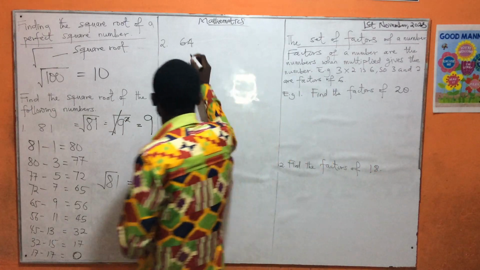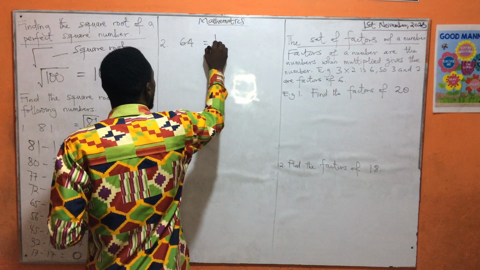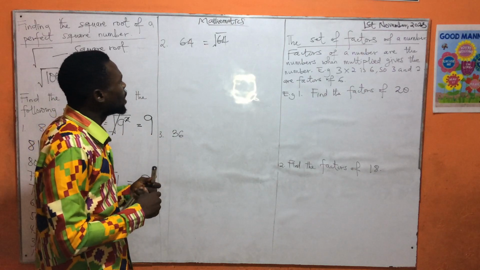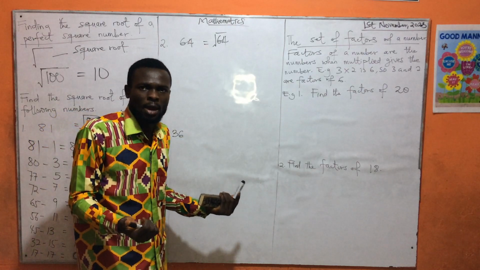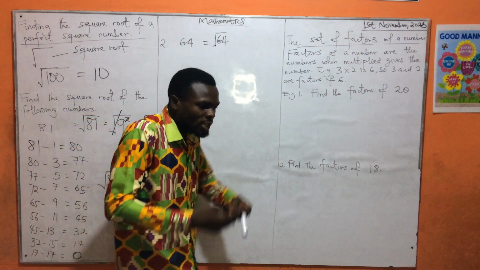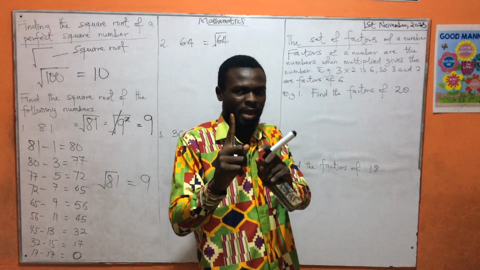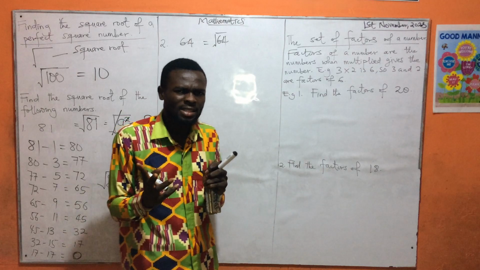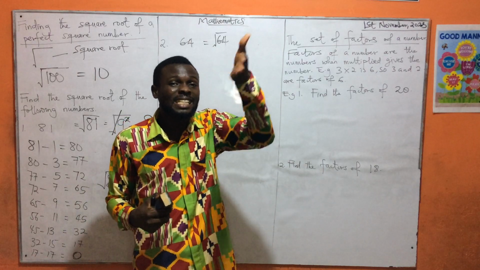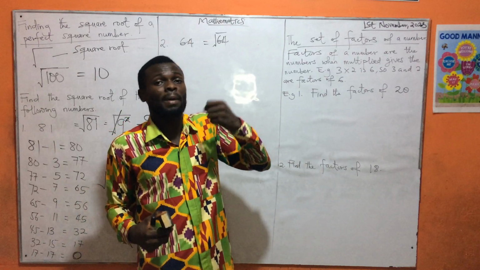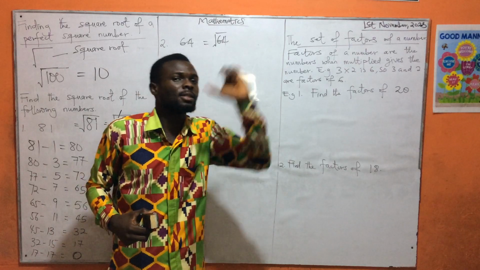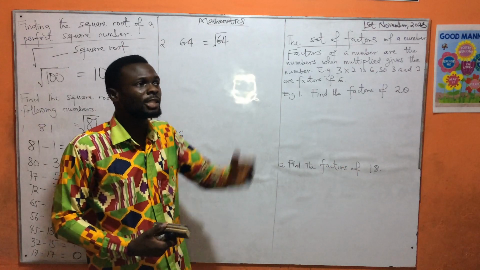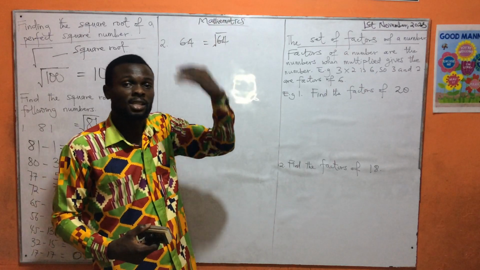So the next number here is 64. I have been asked to find the square root of 64. If I want to use the normal way, I'm going to ask myself, what two numbers, if I multiply, can give me 64? What integer will I multiply by itself to get 64? You will notice that 8 times 8, when you are reciting your 8 times table, is 64.